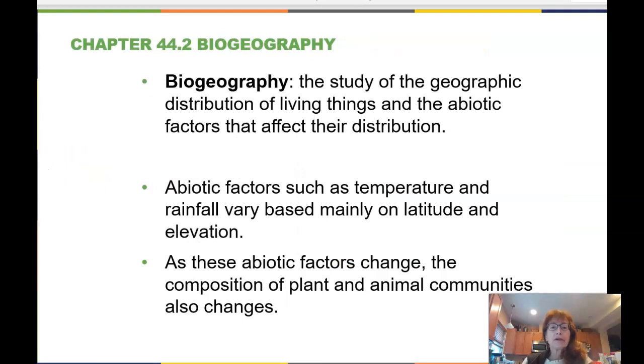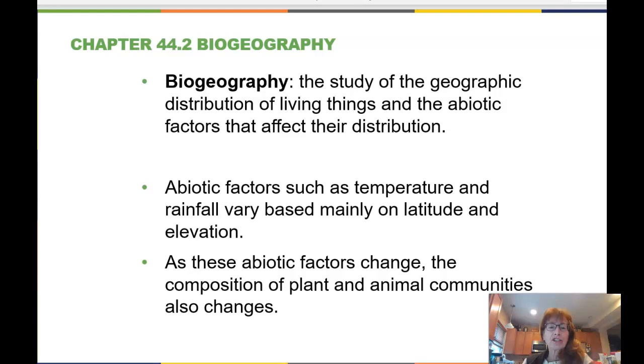So we look at this by virtue of this idea of biogeography. So we can look at where organisms, where populations, where communities live in terms of where they're distributed in the physical environment. So biogeography is doing that. When we look at biogeography, we can see certain patterns, particularly when we're looking at these things that we call abiotic factors.